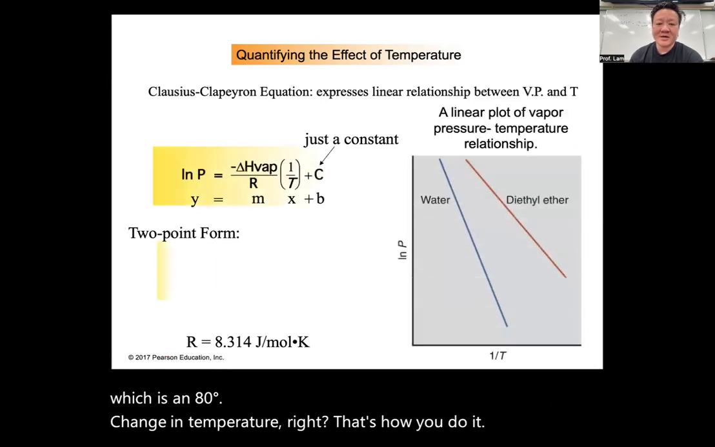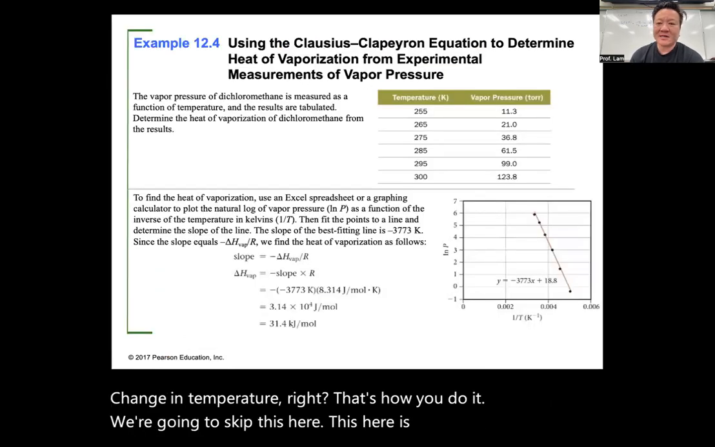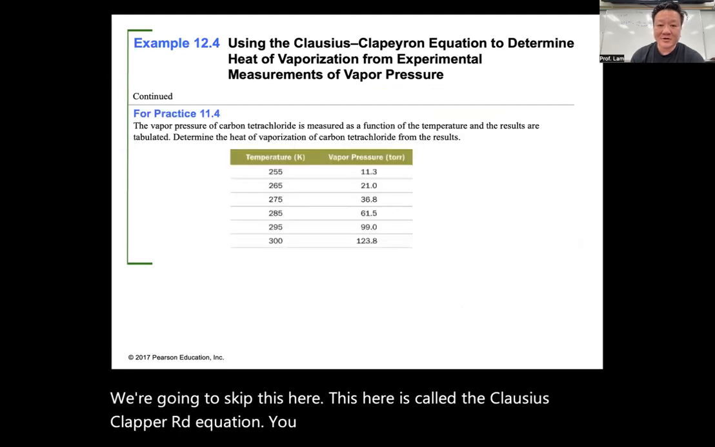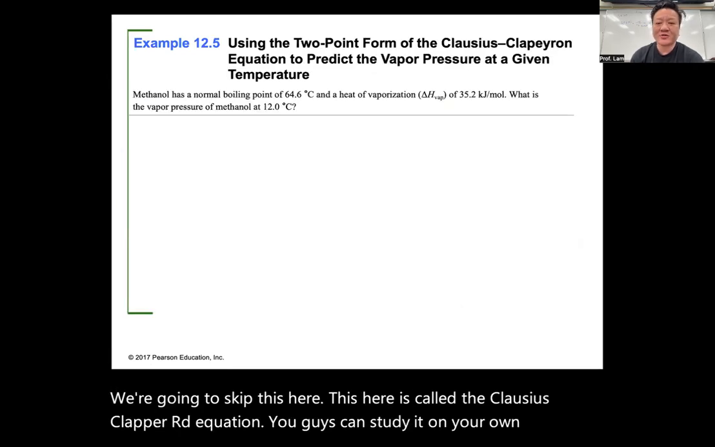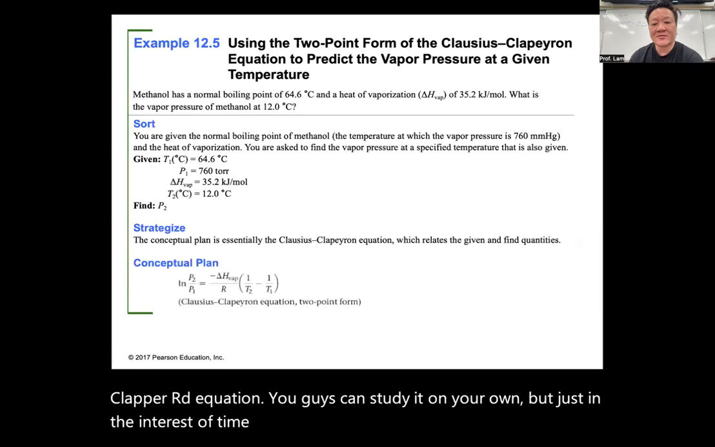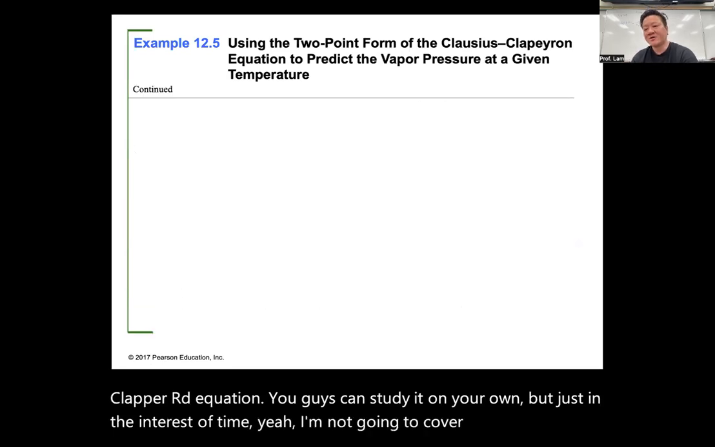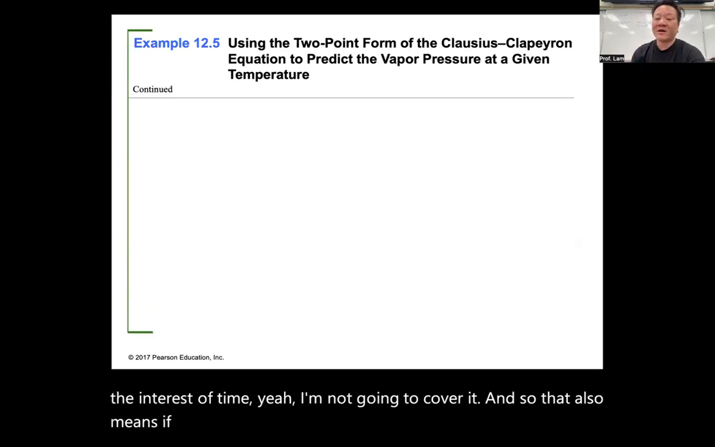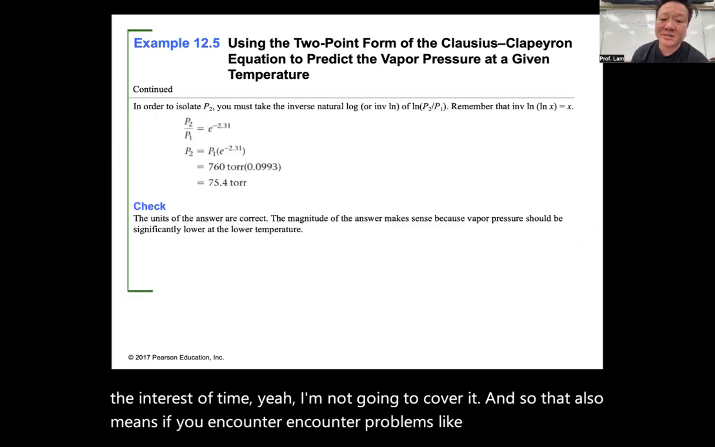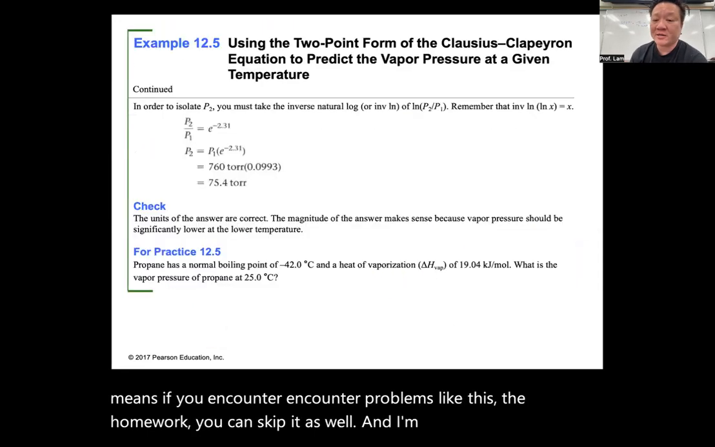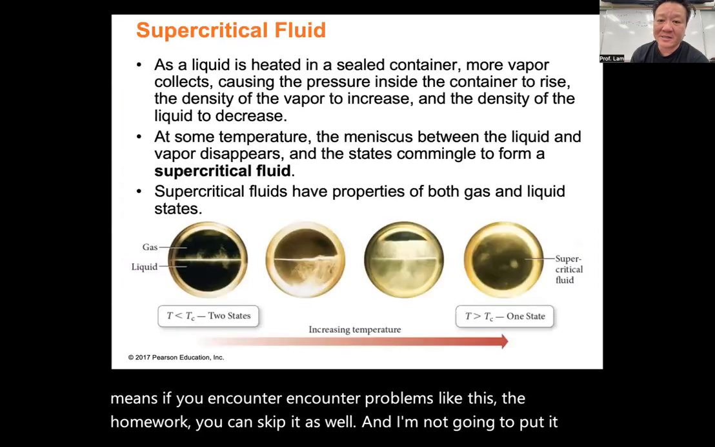We're gonna skip this here. This here is called the Clausius-Clapeyron equation. You can study it on your own, but in the interest of time, I'm not gonna cover it. That also means if you encounter problems like this in the homework, you can skip them as well. And I'm not gonna put any of it on the exam. Okay.